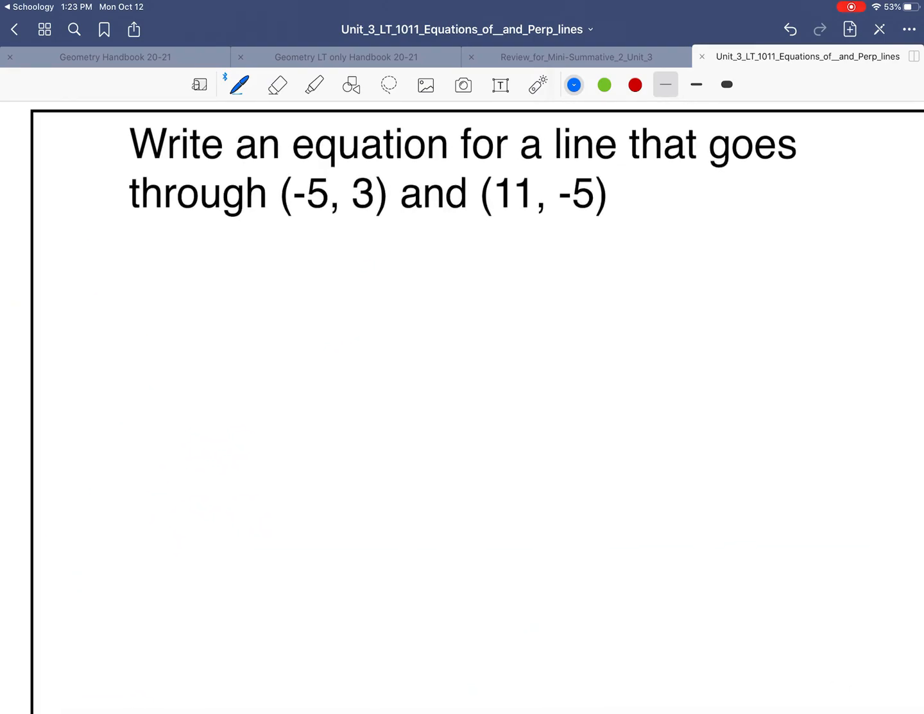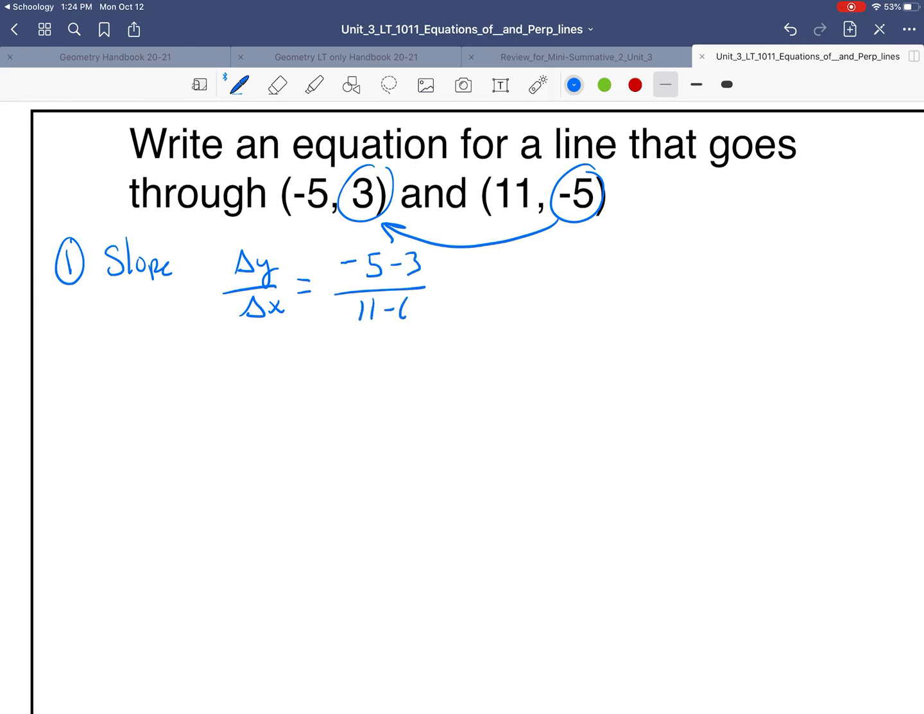Write an equation for a line that goes through these 2 points. Well, the first thing that I need is my slope. So I'm going to do my change in y over change in x. And I'm going to choose a direction. So I'm going to go this way, which means I do -5 minus 3 over 11 minus -5. So this gives me -8 over 16, which is -1/2. So that's my first step.